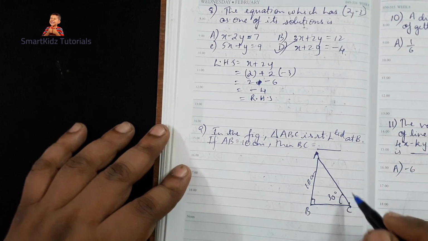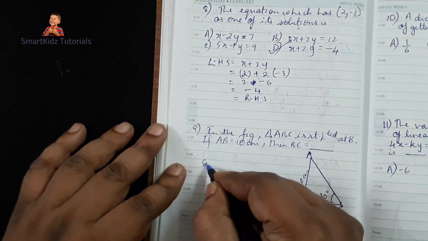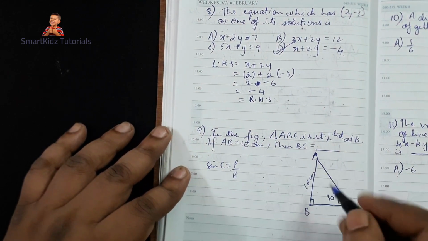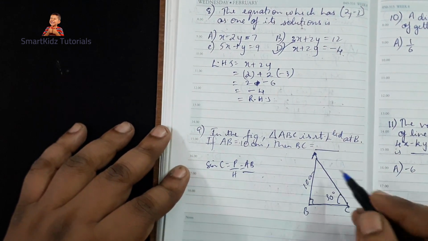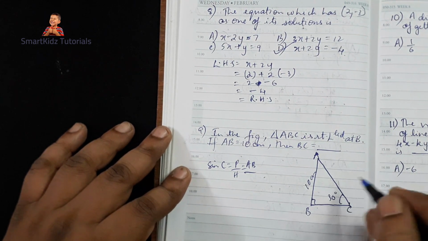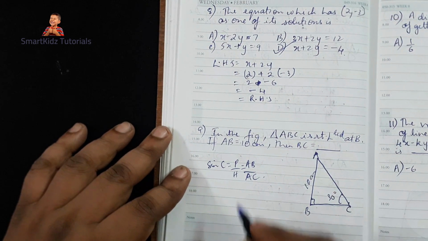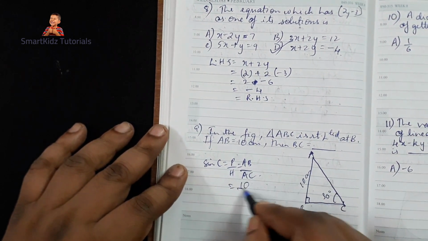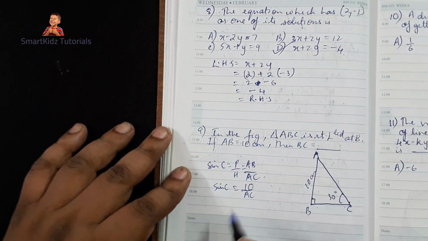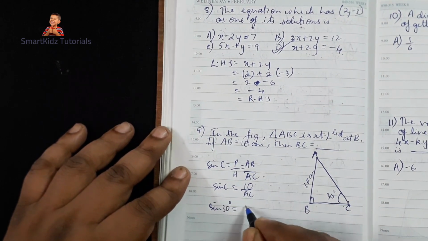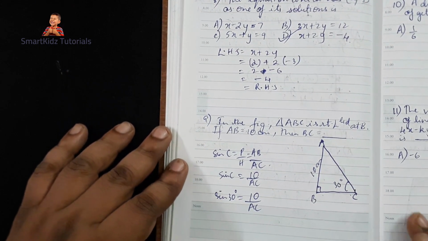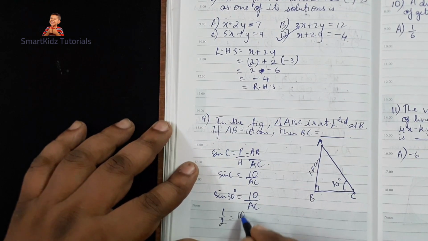So, let's write down. Sine of C can be written as perpendicular upon hypotenuse. Perpendicular is AB and hypotenuse is obviously AC, because it is the side opposite to the right angle. So that would be AB upon AC. Now, AB is given to us as 10, and angle C is 30 degrees. So we can write sin of 30 degrees equal to 10 upon AC. And we know sin of 30 degrees is half. So, half equal to 10 upon AC.